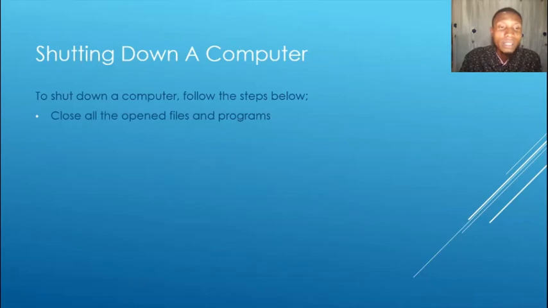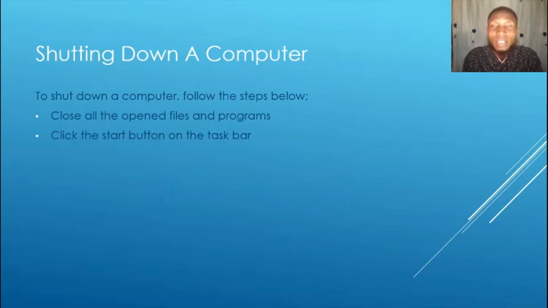So you have to close all of those programs and close all of the files you're working with. And the next thing you're going to do is to click on the start button on the taskbar. The taskbar is the last bar on your Windows, that's on the computer screen. The last bar on the computer screen, that's the taskbar. So on the far left of the taskbar, you have a Windows button. So you click on the Windows button.